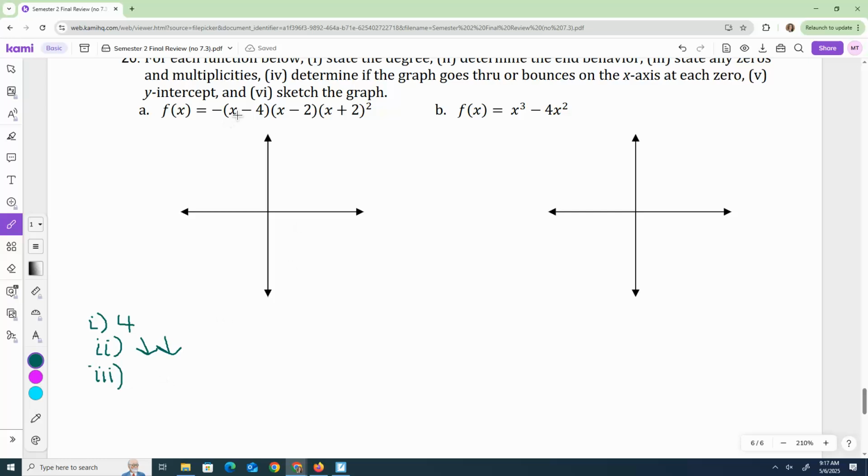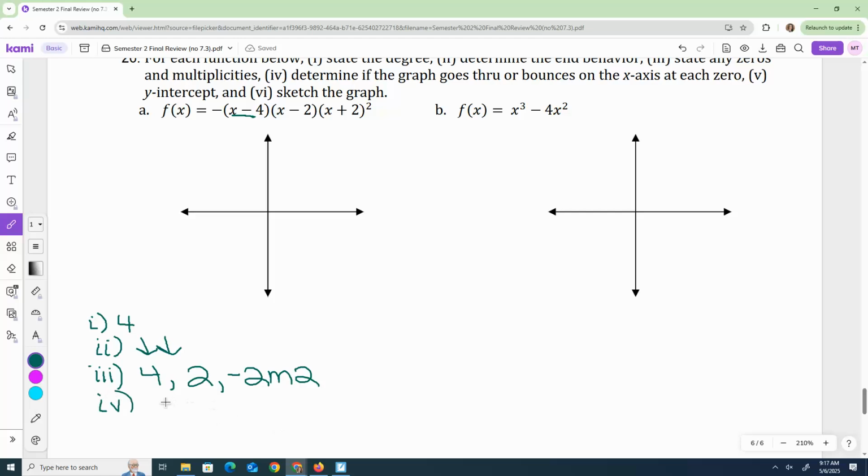Zeros and multiplicities. This is already factored, so it's just the x-intercepts. What makes x minus 4 equal 0? 4. What about x minus 2? And x plus 2? And since that one was squared, we say it's degree 4, so we should get 4 zeros. We got 4, 2, -2, and -2. So we got all 4 zeros.